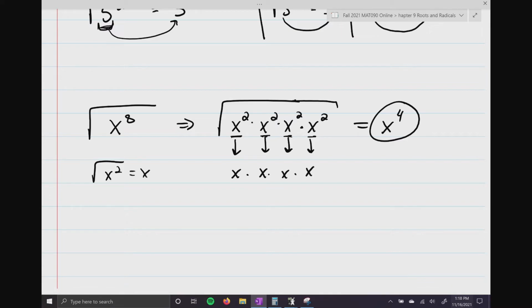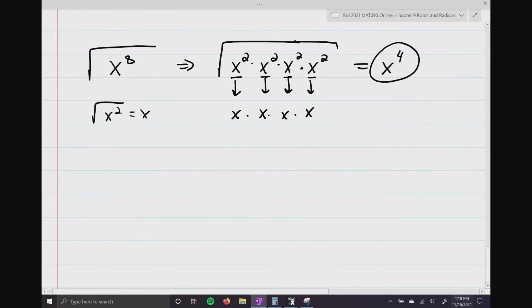And the reason behind it is, if you think about it, the square root of x to the second is just x. And I have 4 x to the seconds underneath that radical symbol. So I'm going to have 4 x's all multiplied together. Now, this is the long way to do it, but there's an even easier way to do it. Let me show you this way. Same exact problem.